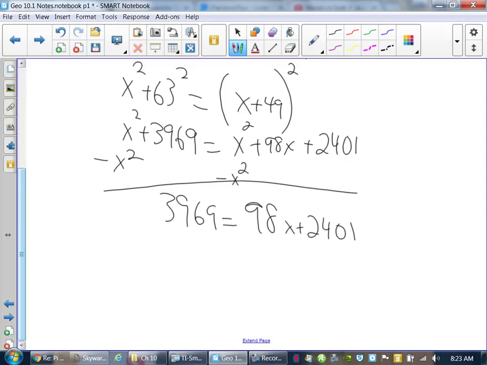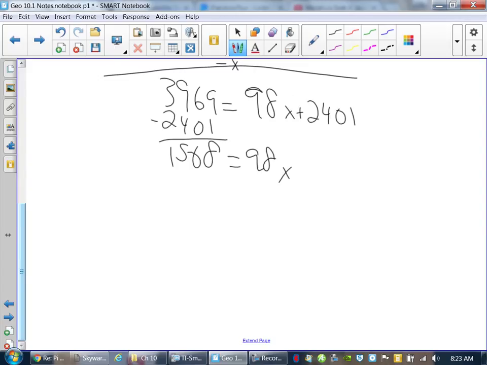Subtract your 2401. And then divide out by the 98. I have no idea, but it's 16. I was just about to say it probably ends in a 6. 16. Pretty sure. Well, I knew you had to do 6 times 8 to get an 8. And there's your radius. That's the kind of thing that we're going to do.